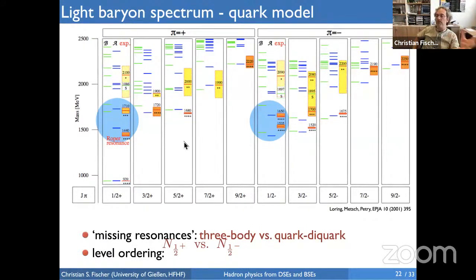So that's the other point. It could mean that the quark model is simply too abundant, too generous, and just produces artificially too many states. And that's, of course, an interesting question to investigate.